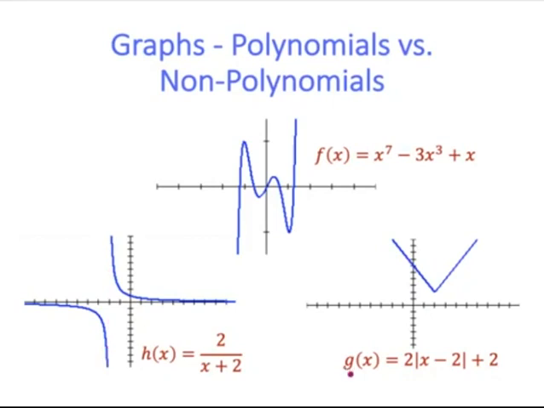Let's look now at the third graph. This third graph is g of x equals 2 times the absolute value of x minus 2 plus 2. You can see that the equation does not fit the characteristics of a polynomial, but just look at the graph. Now the graph is continuous, but it's not a smooth curve. Notice that there's this sharp corner here.